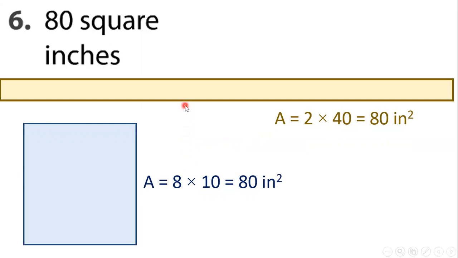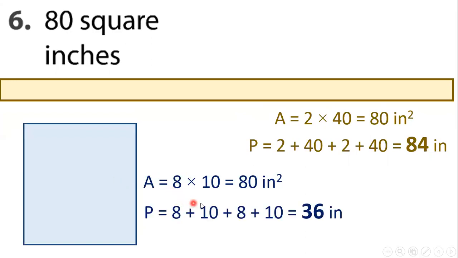Now we need to find the perimeter of each rectangle. The perimeter of this rectangle is 2 plus 40 plus 2 plus 40 equals 84 inches. And the perimeter of the blue rectangle is 8 plus 10 plus 8 plus 10 equals 36 inches. Which rectangle has the smaller perimeter? This one, because 36 is smaller than 84. Try to do the rest by yourself and check your answer.